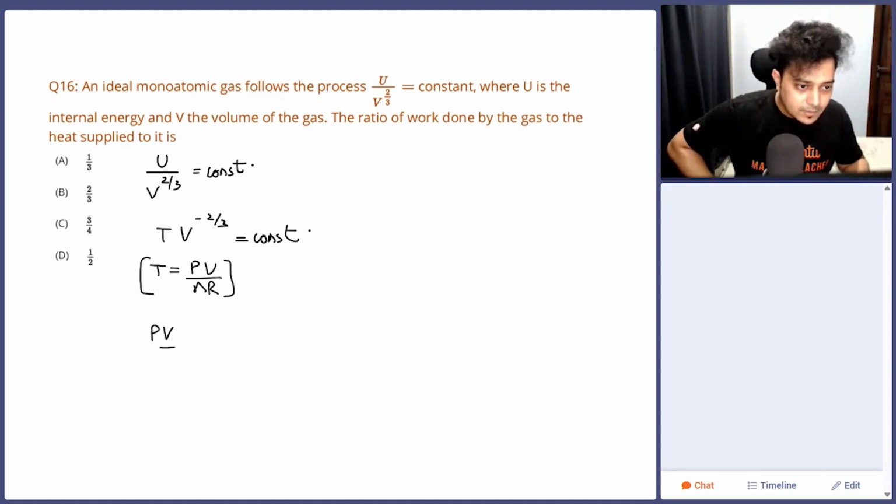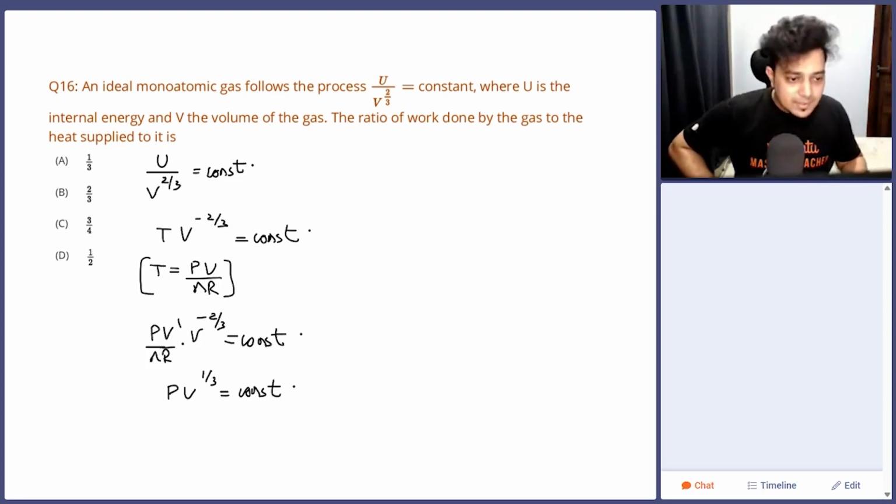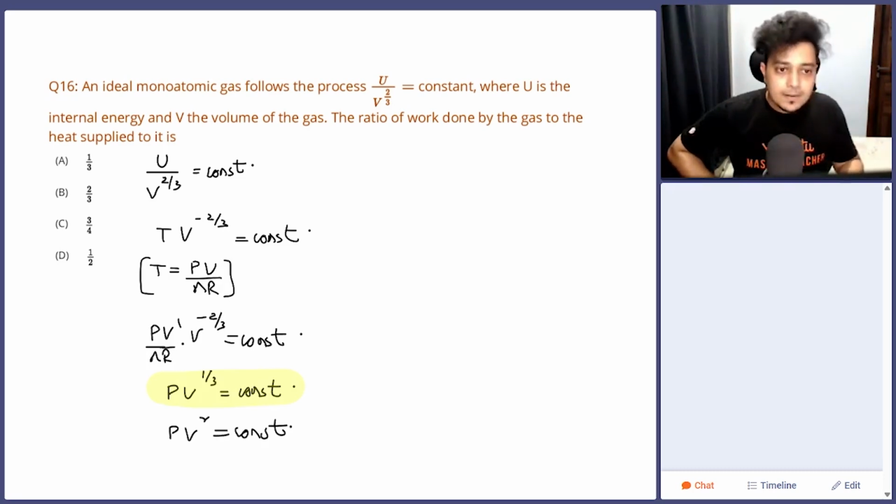So P into V upon nR into V raised to minus 2 by 3 is equal to constant. Upon simplification, this is V raised to 1 minus 2 by 3, that is V raised to 1 by 3, equal to constant. Now you can look at this. This is a polytropic process. If I compare it to PV raised to r equal to constant, the r value is equal to 1 by 3.